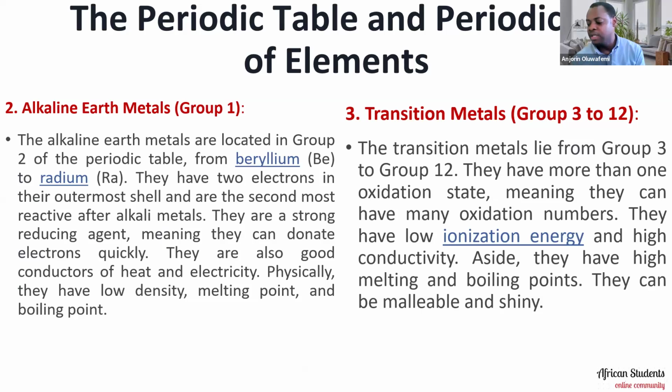boiling points. There are so many other wonderful uses of the transition metals. I would advise that you go online and also search and study more about them, and you'll be glad you did. Okay, all right.